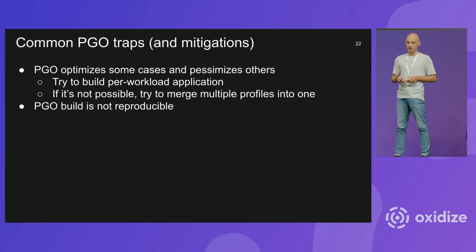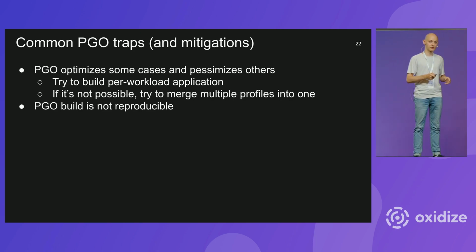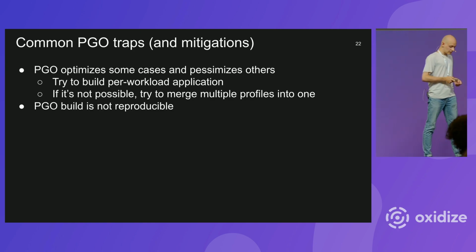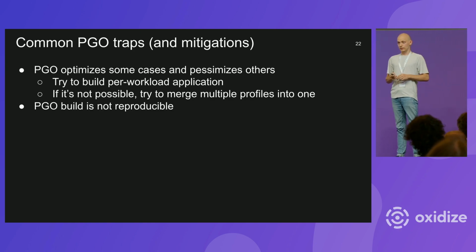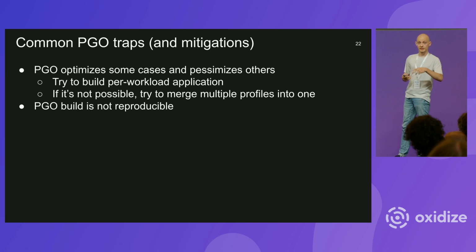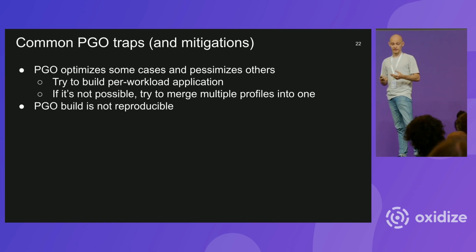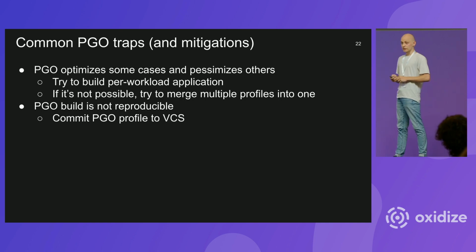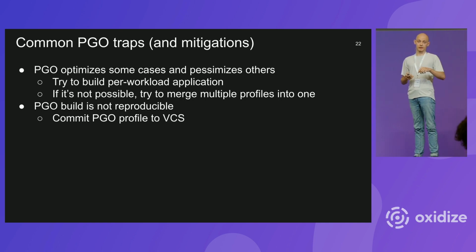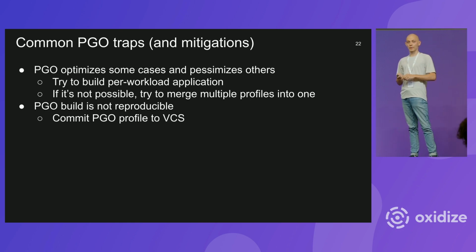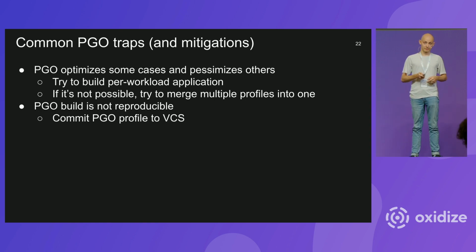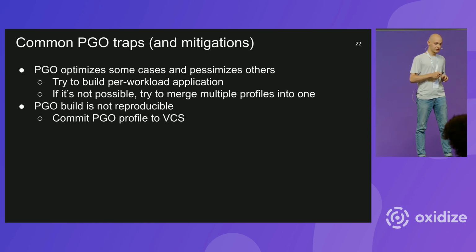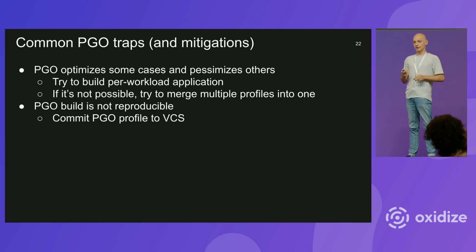PGO build is not reproducible. Reproducibility is a hot topic nowadays because of security and so on. And you know, PGO can make things a bit worse because it's an additional input, a PGO profile. Good thing is that you can just collect a PGO profile and commit it to a version control system. And each time you use the same PGO profile, the build will be the same. There is another topic about gathering PGO profile in a reproducible way, but it's out of the topic.